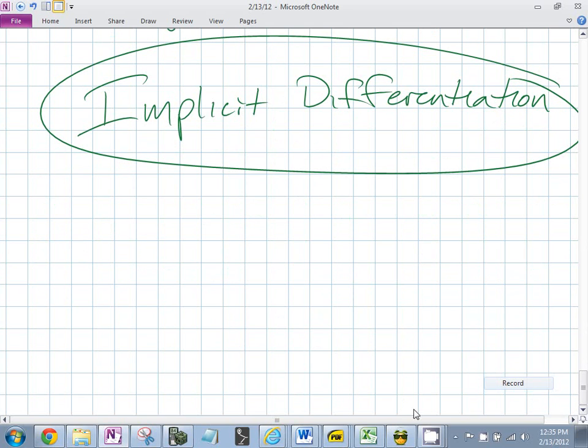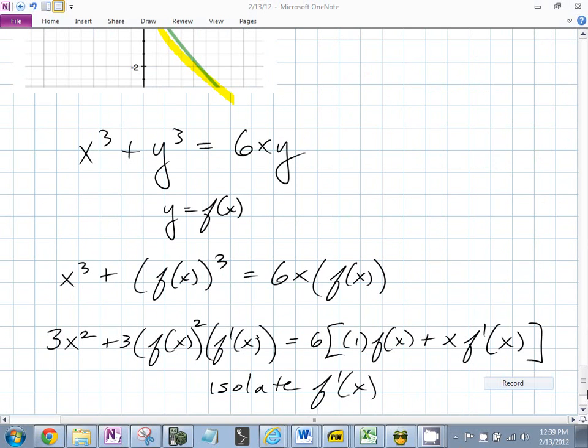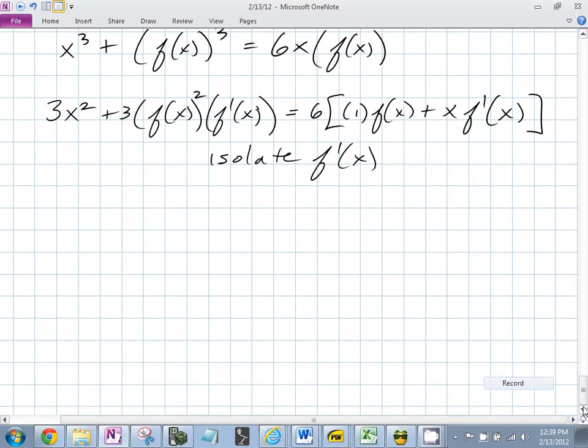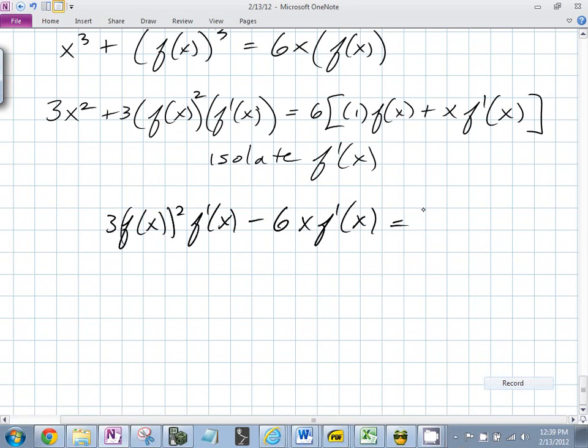We can't because, if we're going to isolate f prime, where do we have to put f prime? All on one side. So we have, let's say, 3f of x squared f prime of x minus 6x f prime of x equals 6f of x minus what? 3x squared. Do you see what I did there, everybody? I took this and moved it to the other side, and I took this with the 6 and moved it over to the left.